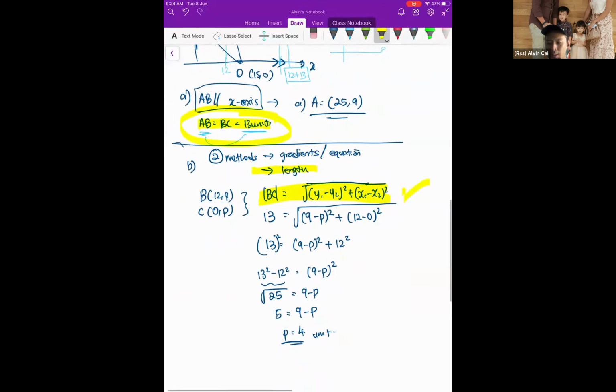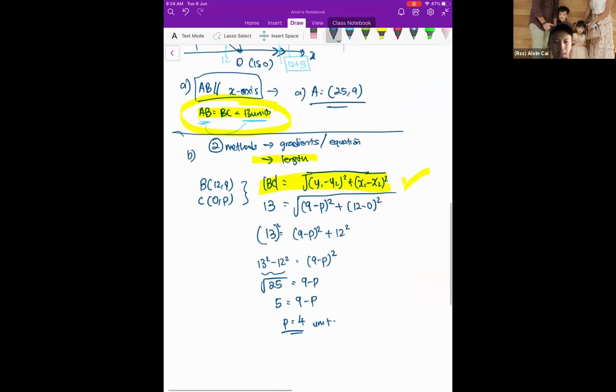Okay, so that will be for part B. Remember, this is the part that we are always weaker in, the coordinate geometry. So we're going to practice a bit more on that.